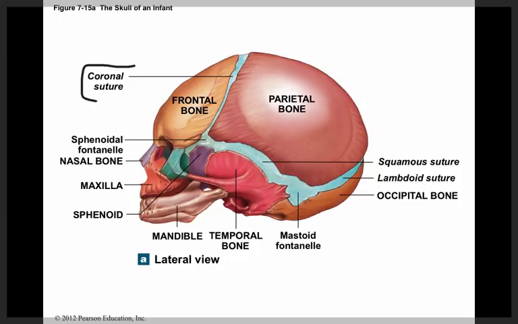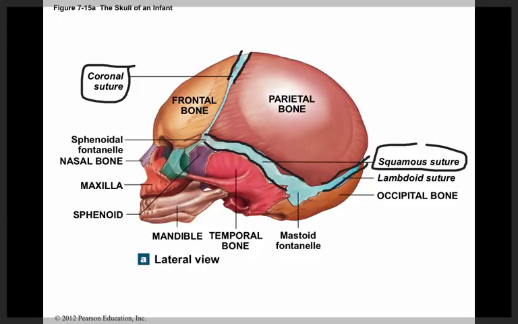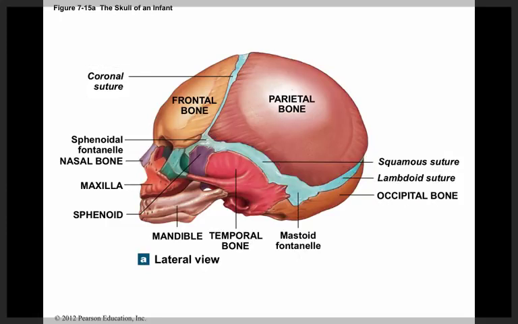So here we see the coronal suture, and we see it's creating a space between the frontal and the parietal bones. Here on the side we see the squamous suture, which is again wider between the parietal bones and the temporal bone. And we also see the lambdoid suture between the parietal bone and the occipital bone. Where these sutures come together, they form a larger area of fibrous tissue that are called fontanelles.